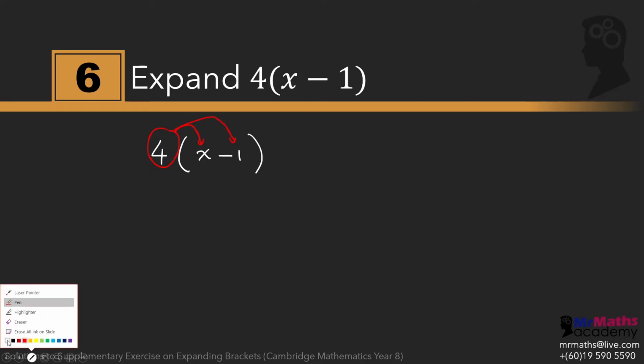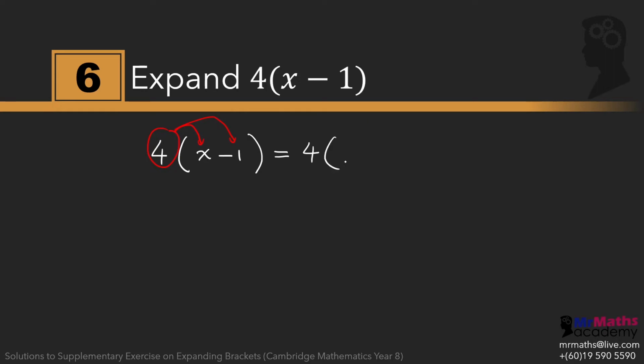But I would like to recommend, if you're new to expanding brackets, we first of all enclose the minus number inside another bracket. So this is what I'm going to do. I'm going to put plus here, and then I put minus 1 inside another bracket and close the bracket. Okay, this is going to help. So this is going to be 4 times x plus 4 times minus 1.